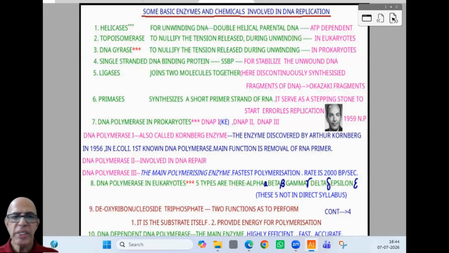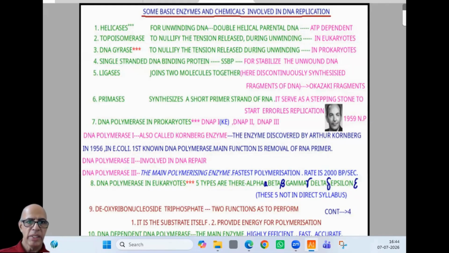Now come some basic chemicals involved in DNA replication. This is not an exhaustive one, but this is connected with our syllabus. These are the common chemicals. Enzymes I wrote there: helicases, their function, topoisomerase, DNA gyrase, single-stranded DNA binding protein, ligases, primases, DNA polymerase in prokaryote, DNA polymerase 1, 2, 3. Polymerase 1 is called Kornberg enzyme, photograph I given there, Nobel in 1959. DNA polymerase 1 also called Kornberg enzyme, 1956 E. coli, first DNA polymerase, main function is removal of RNA primer. So all details are given there.